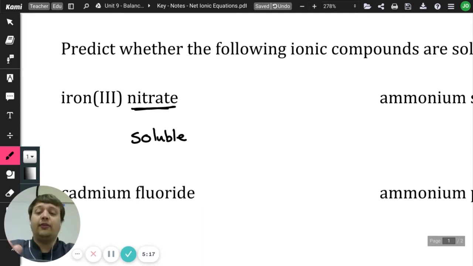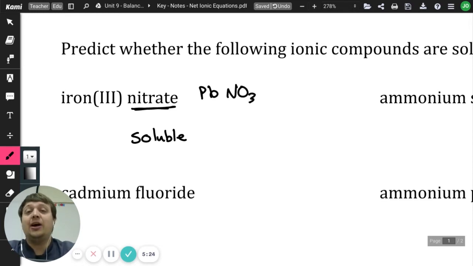Now, if I were writing out this formula, I would have lead and I would have nitrate. Don't forget that since it's ionic, we do need to swap, drop, reduce. So lead has a +3 charge, nitrate has a -1 charge. So then we would get this as our formula.